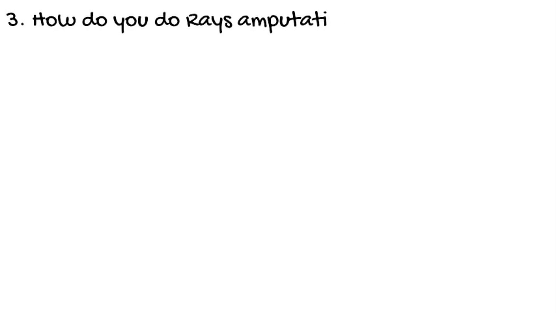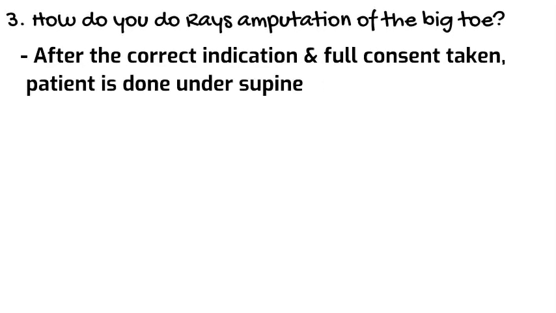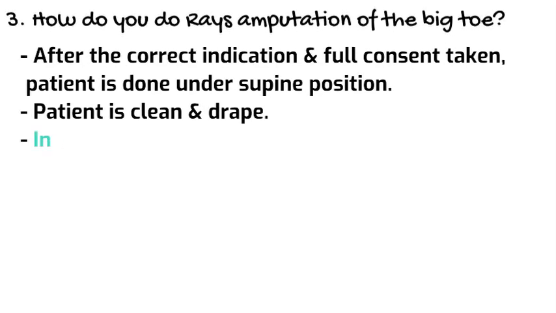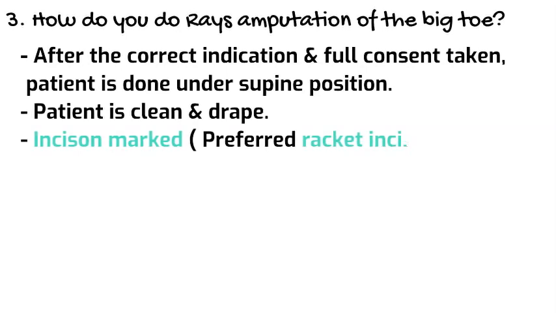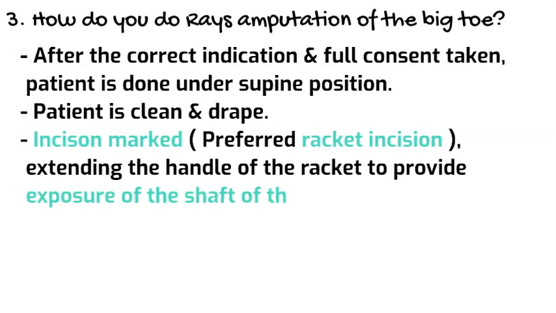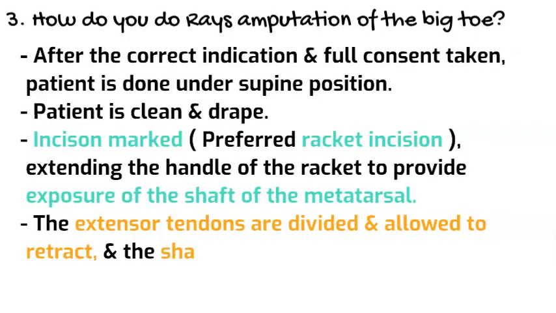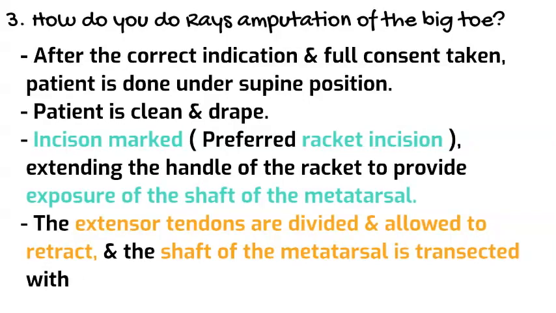Number 3. How do you do ray amputation of the big toe? After the correct indication and full consent taken, the patient is placed in supine position. The patient is cleaned and draped. Incision is marked. A racket incision is preferred, extending the handle of the racket to provide exposure of the shaft of the metatarsal. Depending, you can do it under local anesthesia or spinal or general anesthesia.